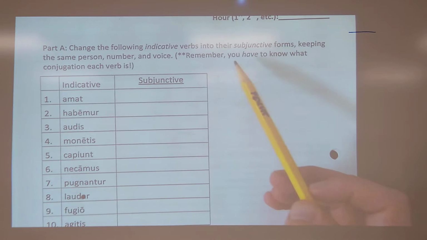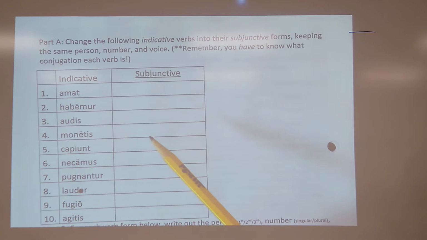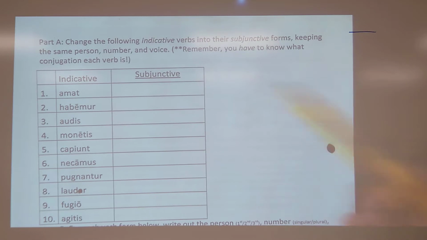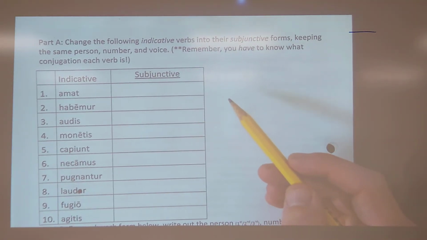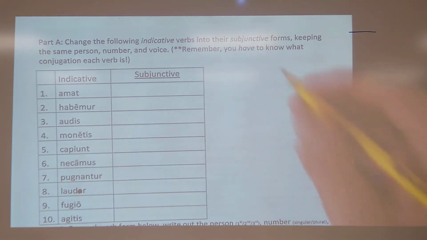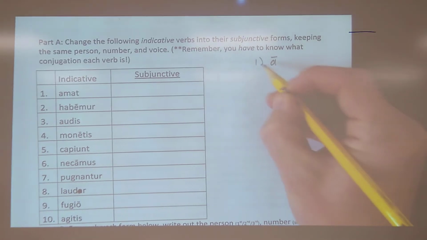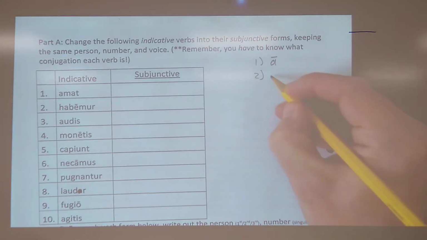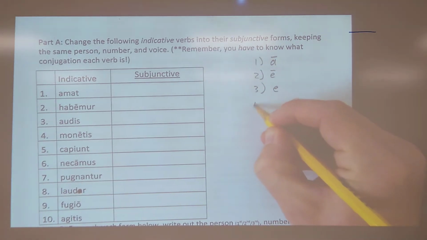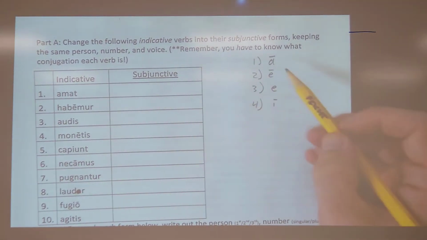So remember, you do have to know what conjugation each verb is for this to work, but remember the shortcut, right? The way you identify the conjugation a verb is in is based on the stem vowel. You look at the infinitive, you chop off the RE, and the vowel that you're left with is your stem vowel. So for a first conjugation, that's A. For the second conjugation, it's a long E. For a third, it's a short E. For fourth, it's a long I, right? That's your general guidelines.